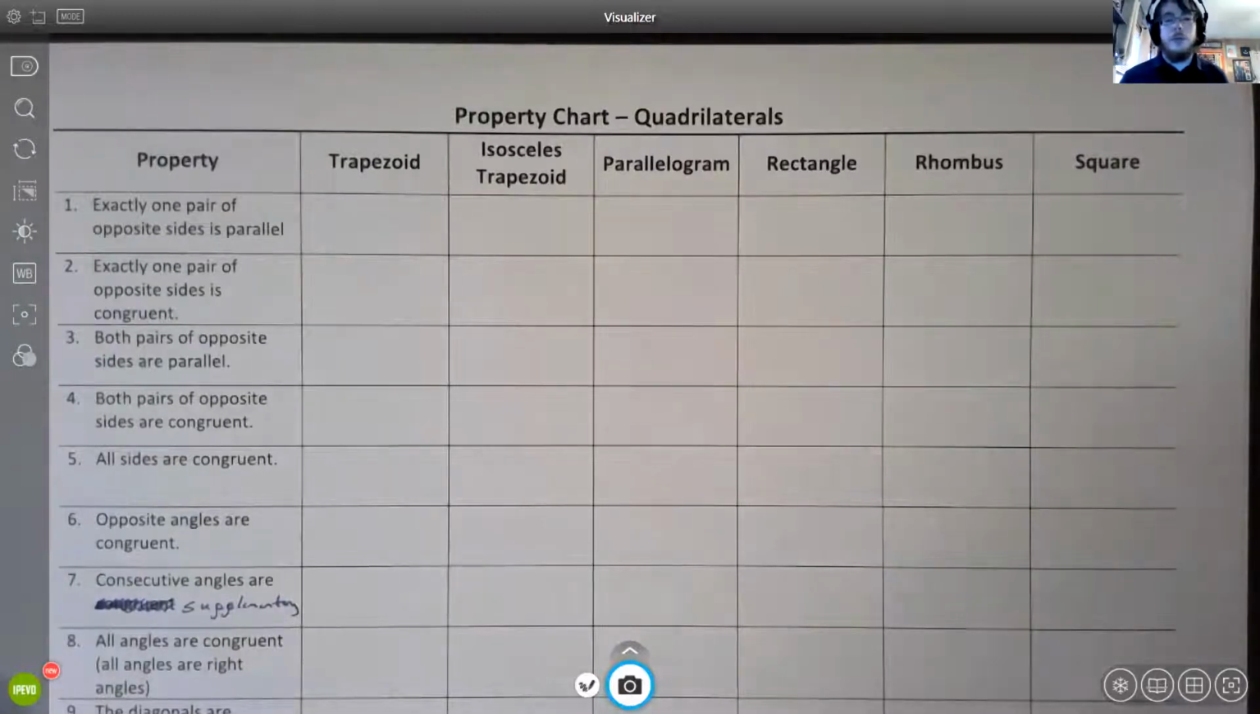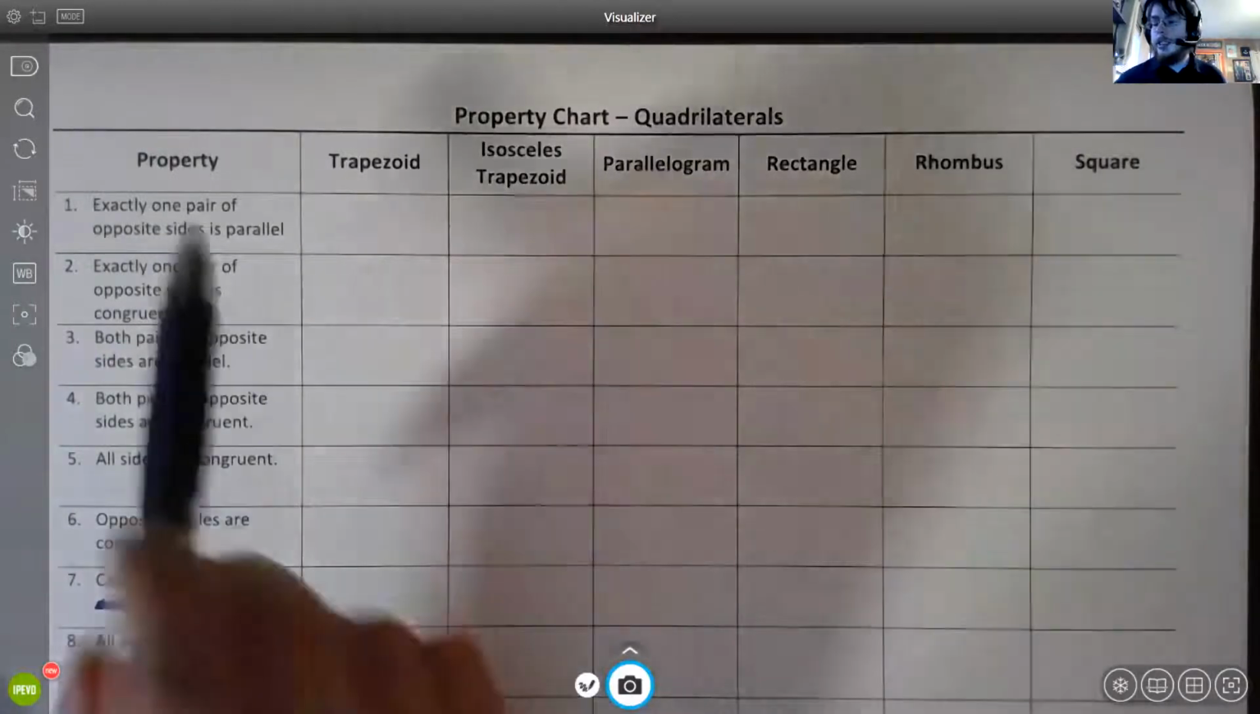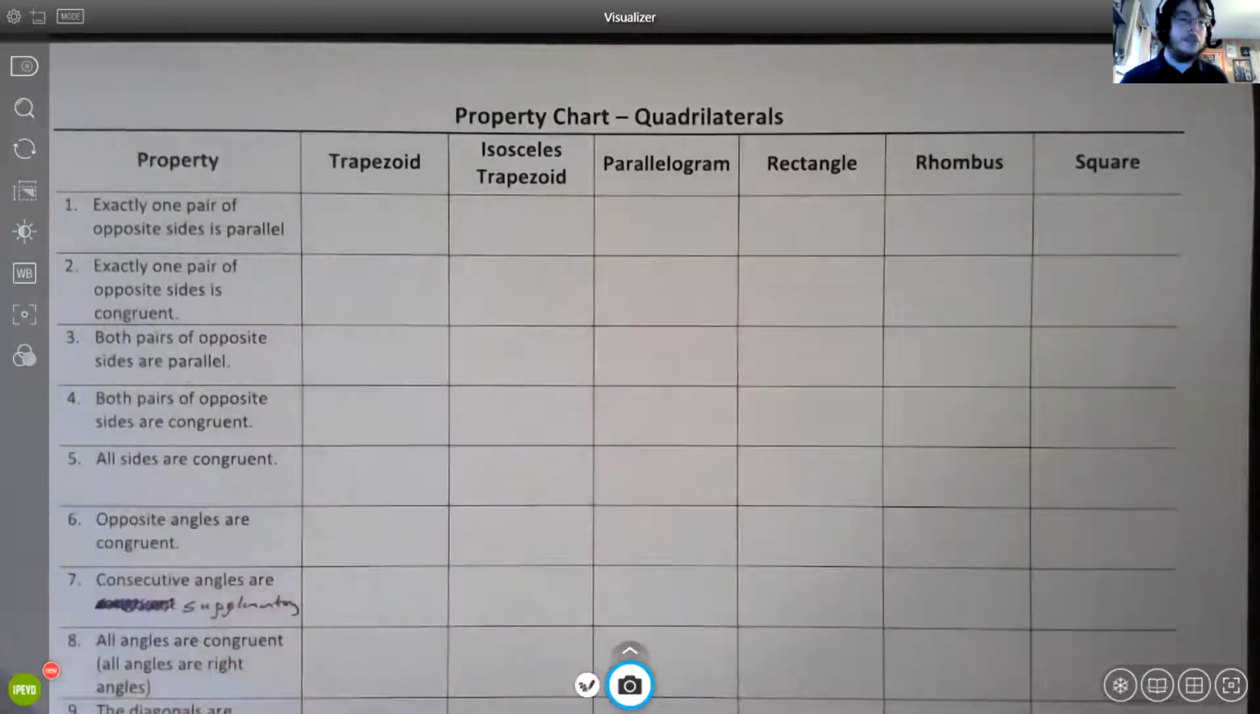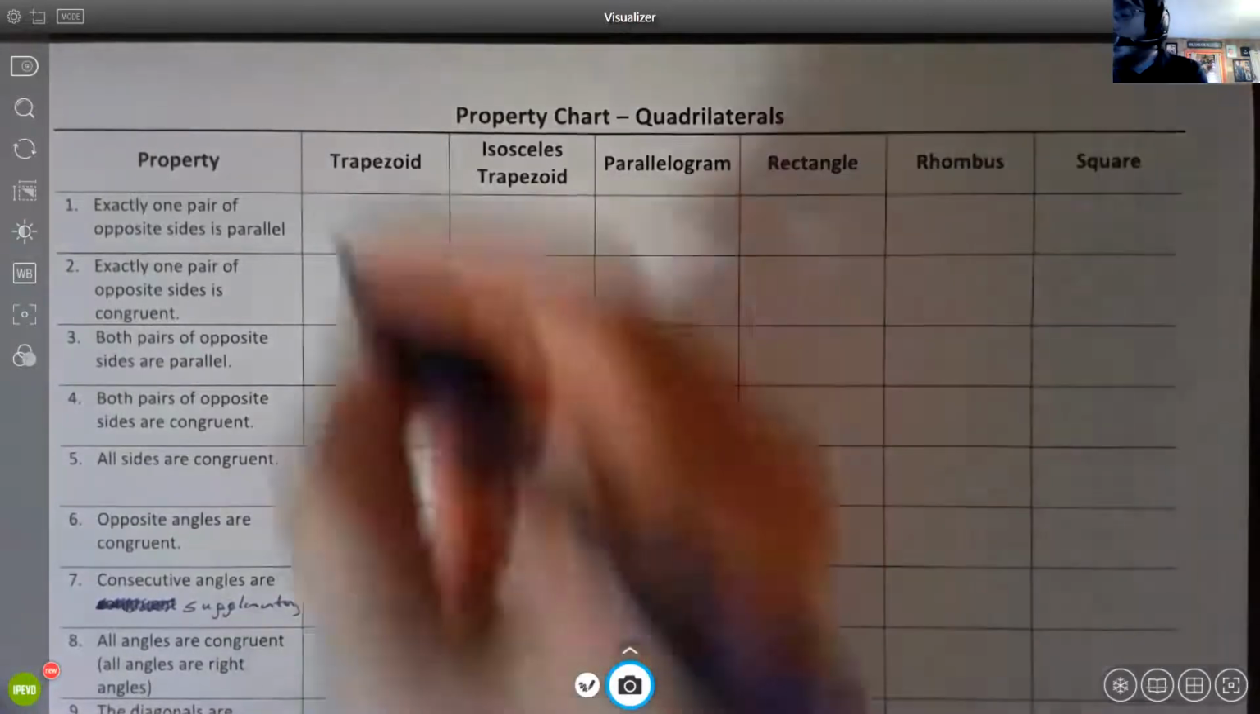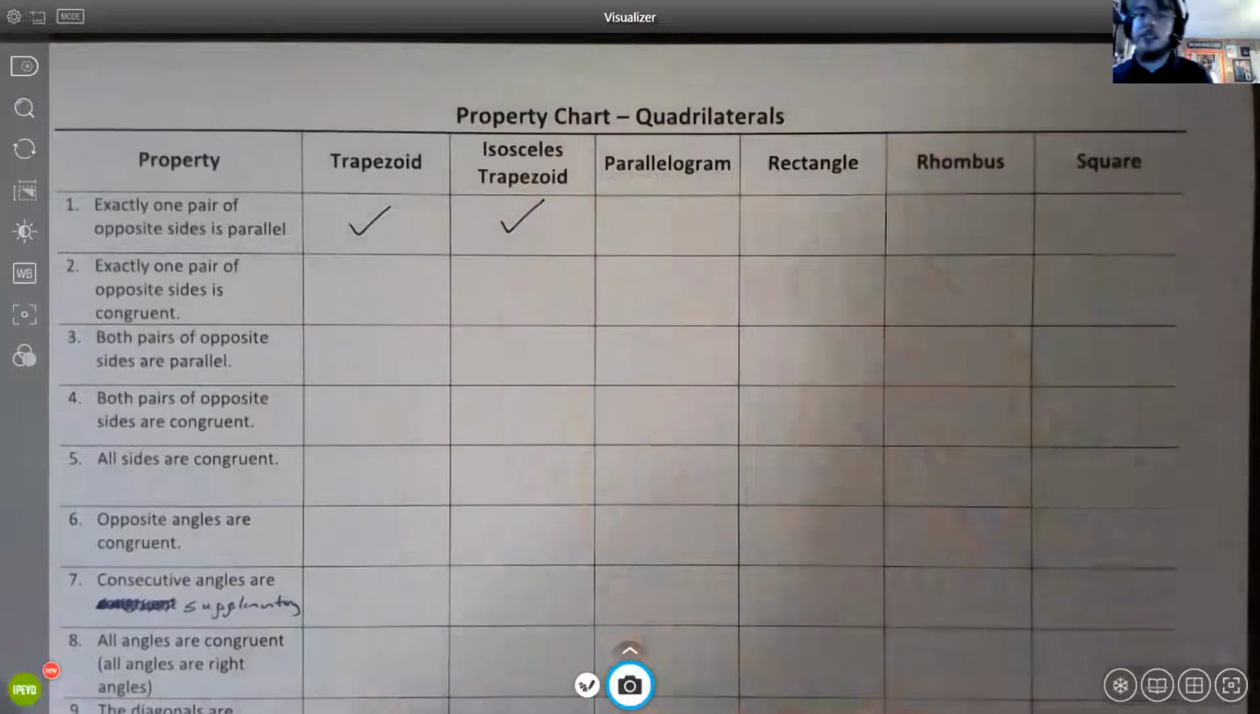So let's look at the first property here. It says exactly one pair of opposite sides is parallel. So when it says exactly one pair, that means it can't have more than one. So the only quadrilaterals that have exactly one pair of parallel sides are a trapezoid and an isosceles trapezoid.